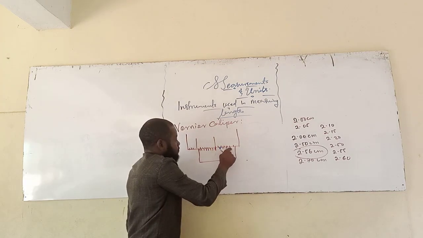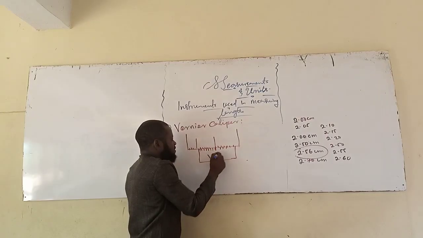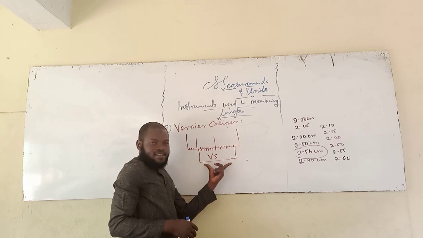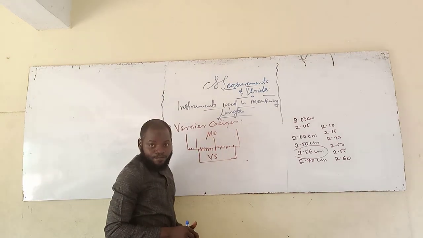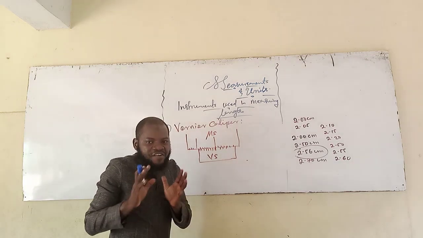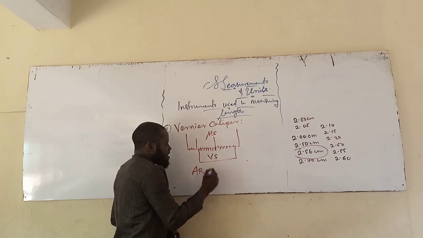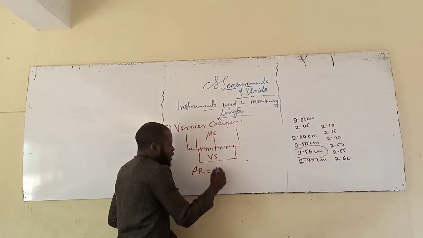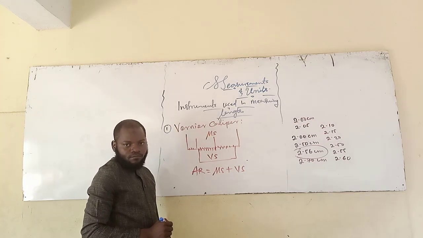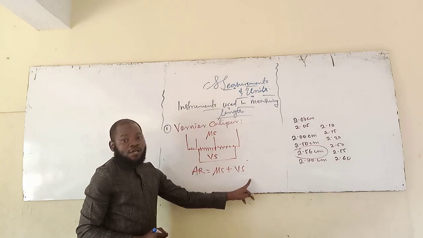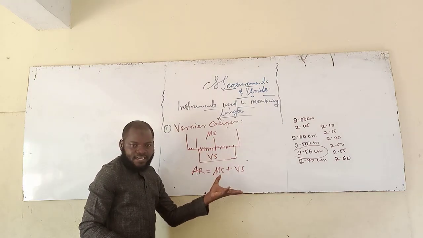Okay? Now look up. This scale that I have here is called the vernier scale. The one here is the vernier scale, and the one here is the main scale. Now, the actual reading on a vernier caliper is main scale reading plus the vernier scale reading. That's the rule, how to read a vernier caliper. Am I making sense now?